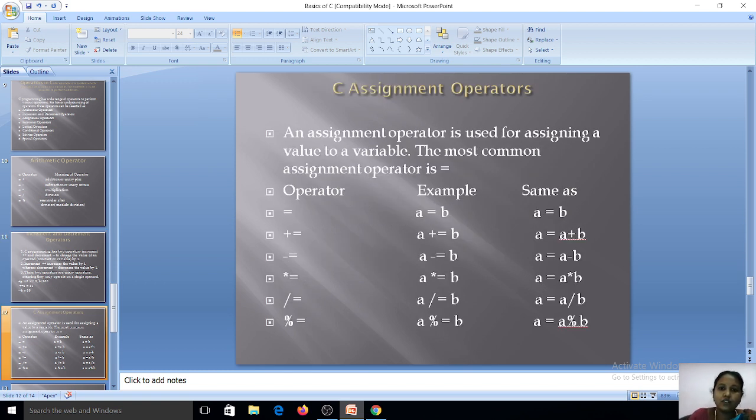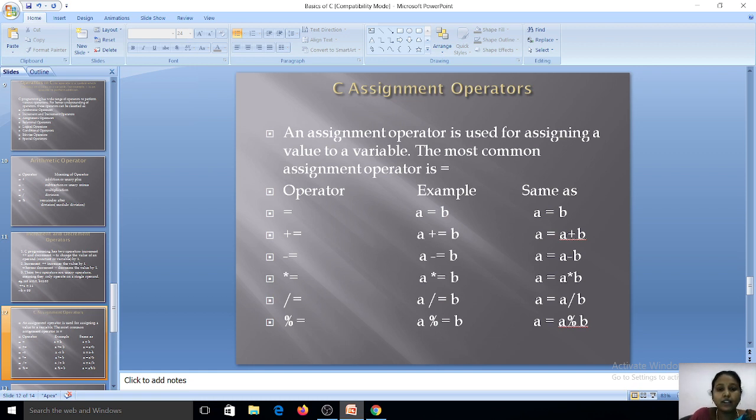Next we will see the C assignment operator. The assignment operator is used for assigning a value to a variable. The equal to operator is called the assignment operator. Kindly note it: a single equal to operator is called the assignment operator. Let's see some of the operators here. Equal to, and the example is A equal to B.